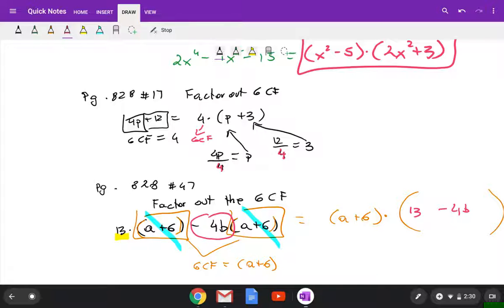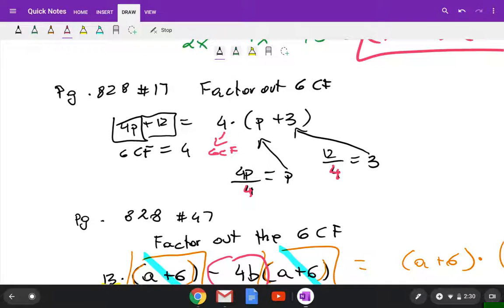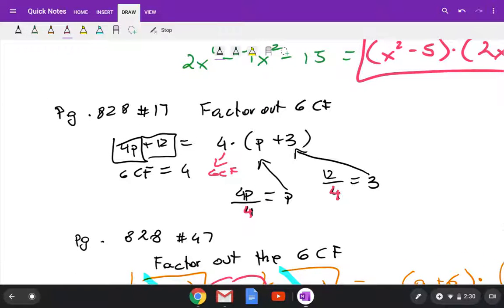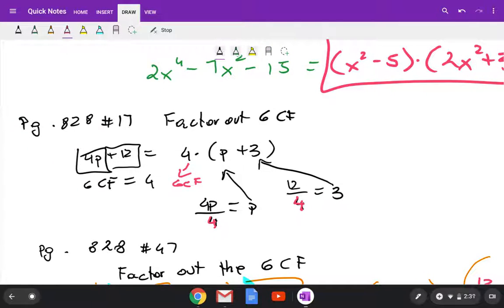Okay, guys. So here in the last video, I'm going over the remaining problems. So many problems are repeating. They're asking for the same thing. So on page 828, number 17, you have to factor out GCF. You have 4p plus 12. The GCF between 4 and 12 is 4. So you're factoring 4 out.